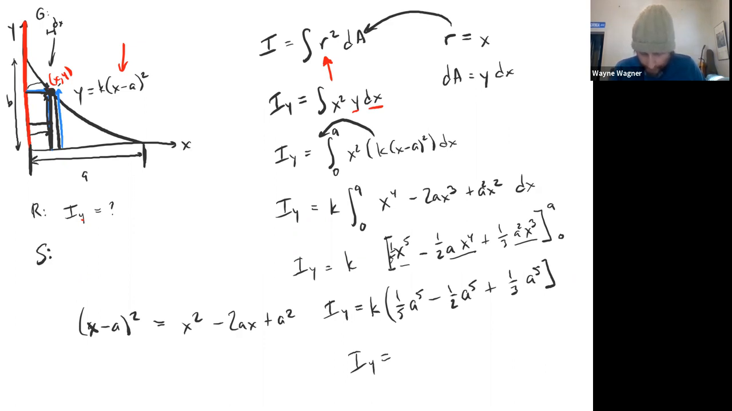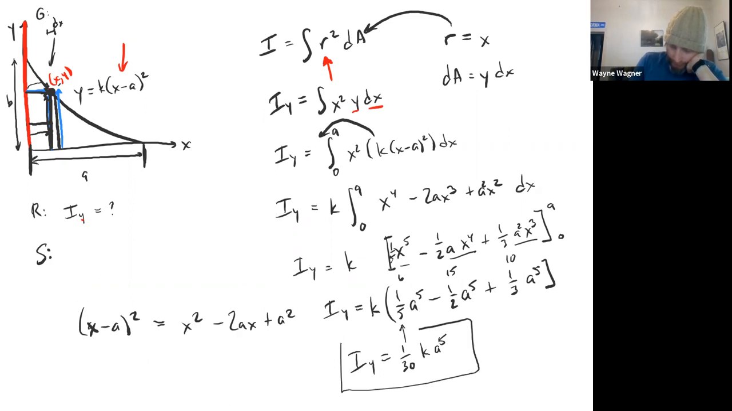Dang gummit. So I guess, how many 30ths is this? 30ths, 15ths? No, 30ths. Oh man. Let's see. So we got 6 30ths here, we've got 15 30ths here, and we've got 10 30ths here. So that's going to be 16 minus 15. So it's 1/30th. So 1/30th k a to the 5th.